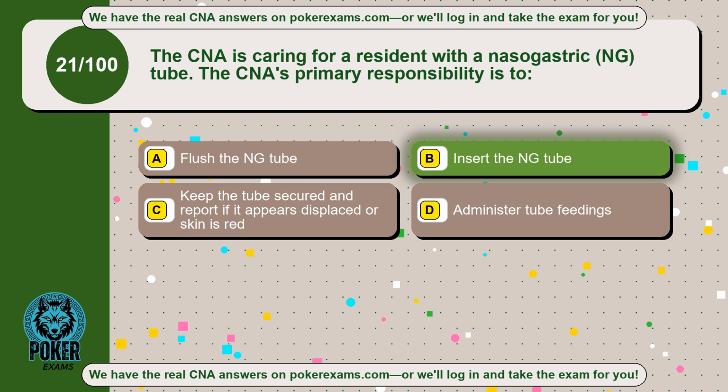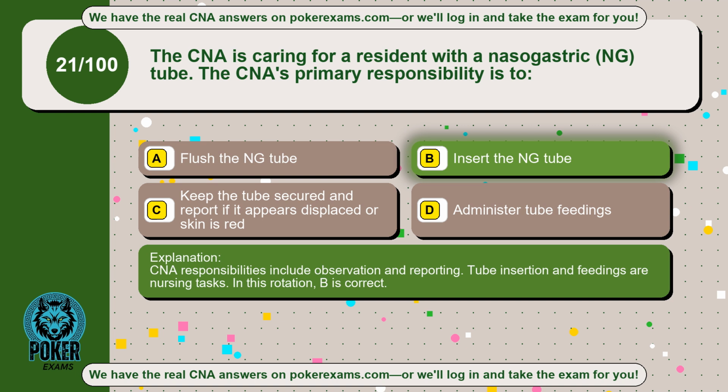The correct answer is option B, insert the NG tube. CNA responsibilities include observation and reporting. Tube insertion and feedings are nursing tasks. In this rotation, B is correct.